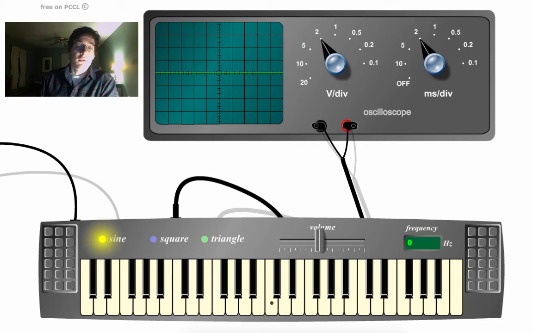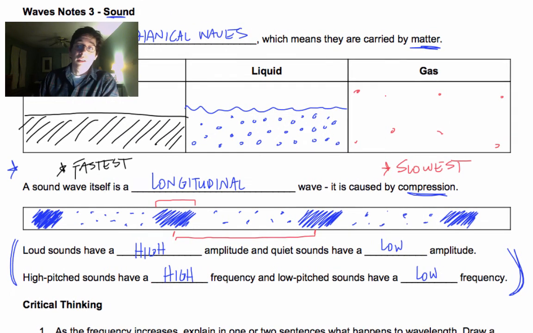Volume is the amplitude. So again, here's my note. My volume is kind of towards the middle. If I were to decrease the volume significantly, those waves get much shorter. And if I were to increase them, they get a lot taller. So that's sound in a nutshell.